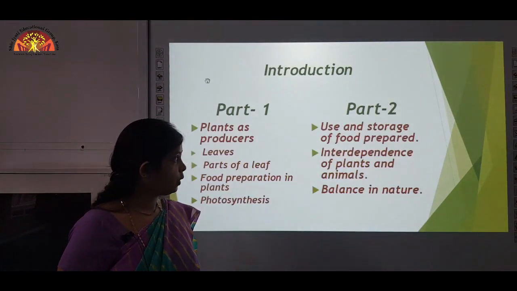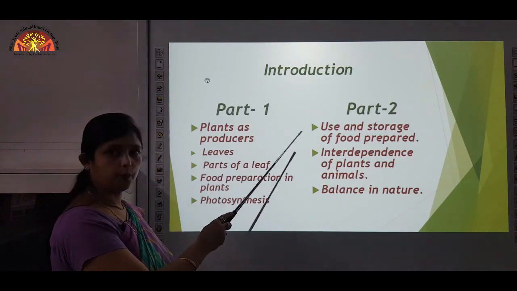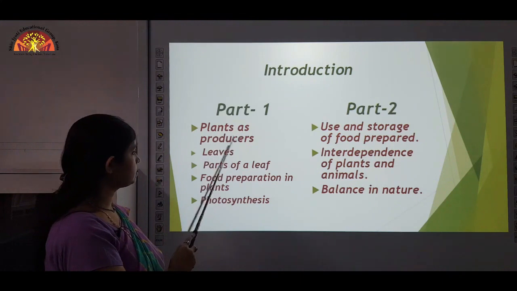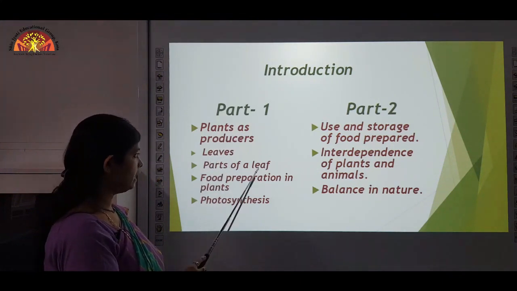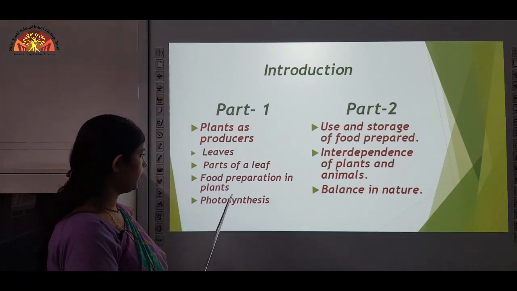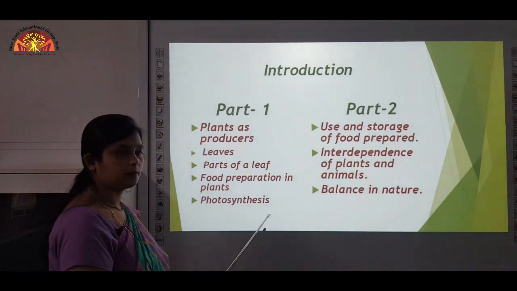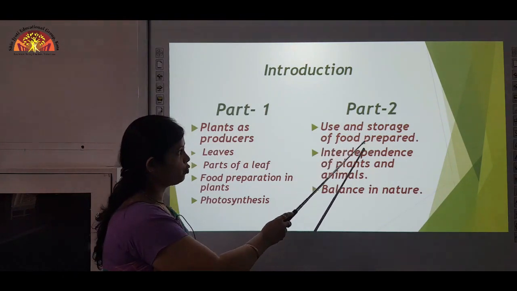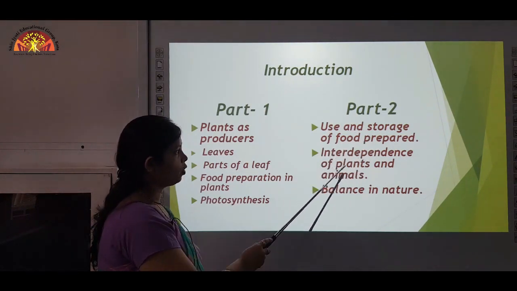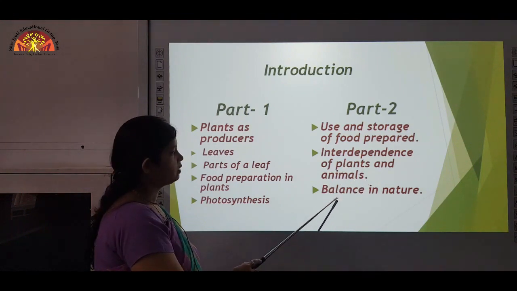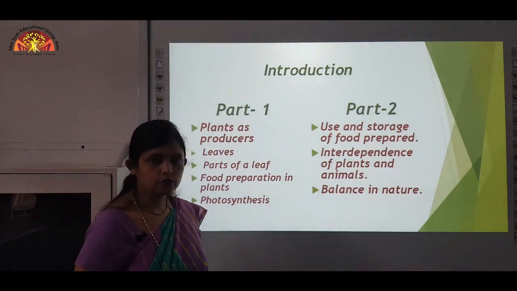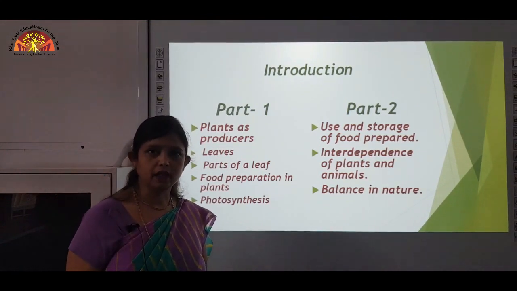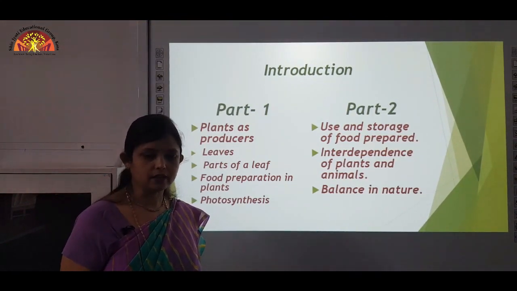So children, we will study this chapter in two parts. In part 1, you will learn about plants as producers, leaves, parts of a leaf, food preparation in plants and photosynthesis. In the second part, you will learn about use and storage of food prepared, interdependence of plants and animals and balance in nature. Today we will discuss only the first part of this chapter and the remaining part we will discuss in our next video lecture.